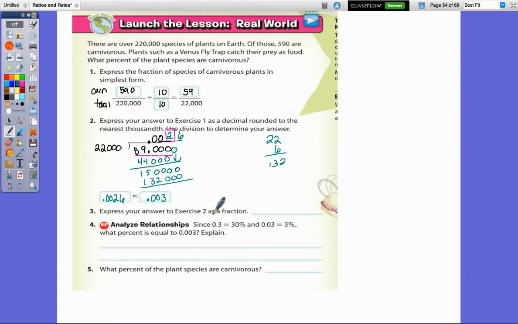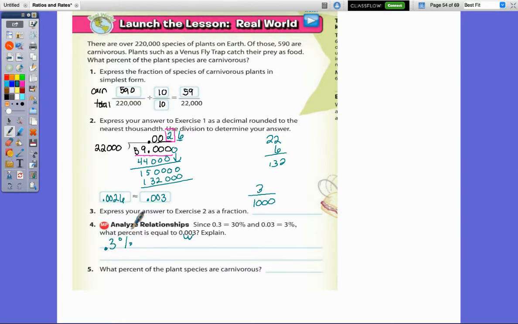So I'm going to express my answer to exercise 2 as a fraction. Say its name, 3 thousandths, 3 over 1,000. Since 3 tenths is 30% and 3 hundredths is 3%, what percent is equal to 3 thousandths? Explain. Okay, so what we're going to do, we're going to move that decimal to the left. Everybody moves your decimals to the left 2 places, and I get 3/10 of a percent.